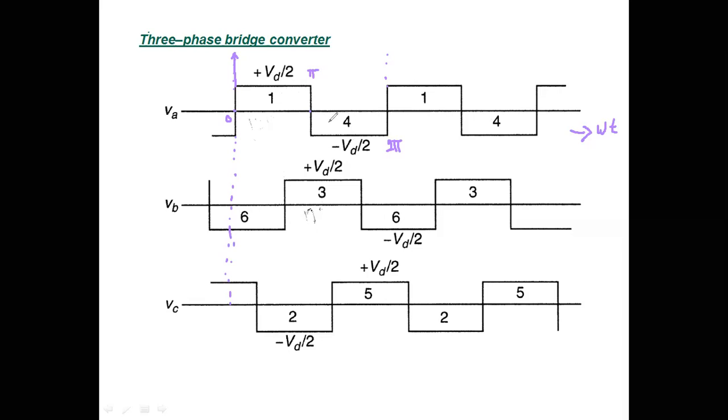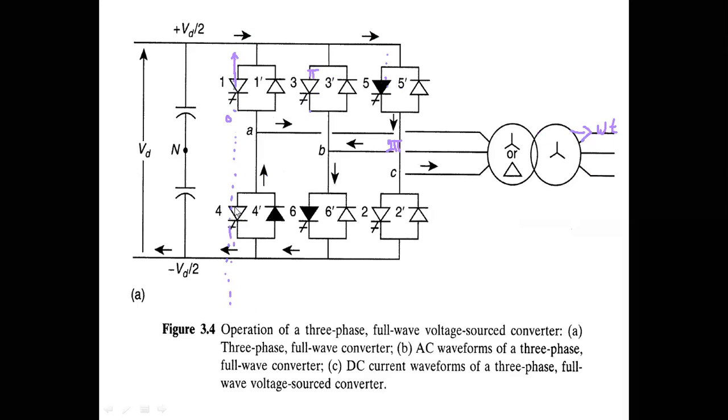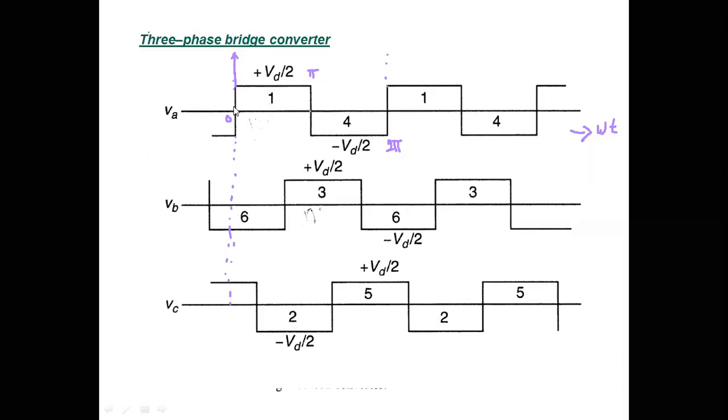You can see that 1 is in the upper leg, the upper side, and 4 is on the downside. So if 1 is conducting, you get Vd by 2. If 4 is conducting, minus Vd by 2. Simply you can draw it. So this is the phase to neutral voltage with respect to the midpoint DC terminal, that is the capacitor.